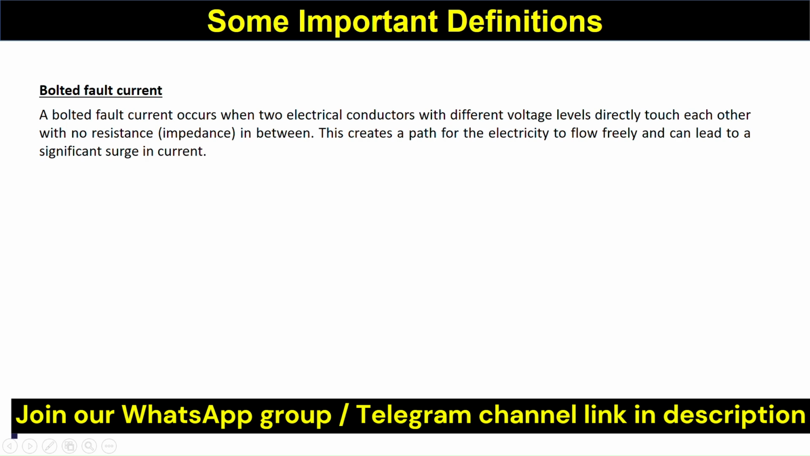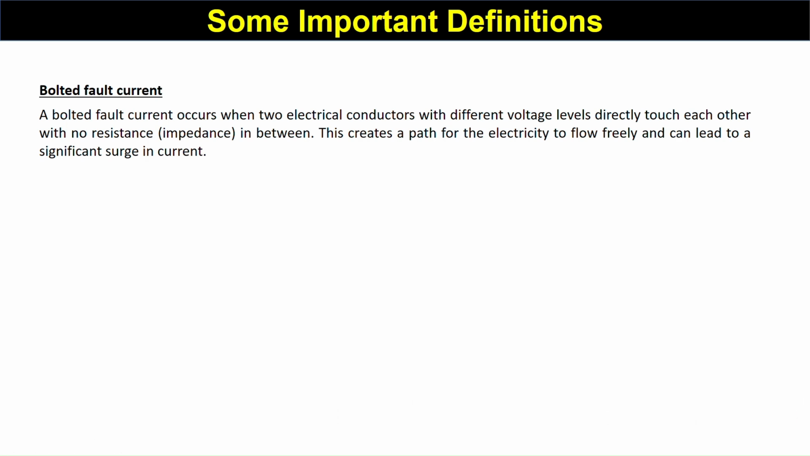When two electrical conductors of different voltage levels are directly connected to each other, they have no resistance in between them. This path causes a free flow of electric current, which can lead to a significant surge in the current. That current is called the bolted fault current. It is actually a short circuit current.